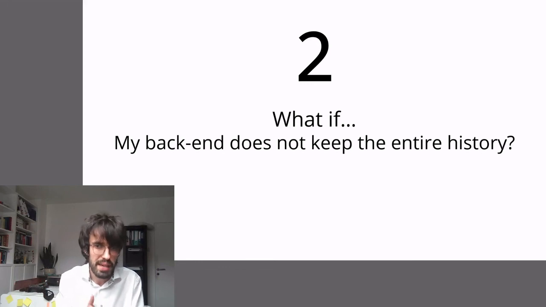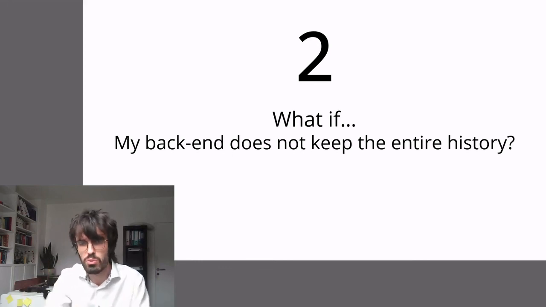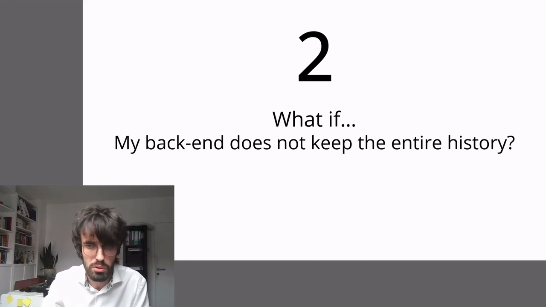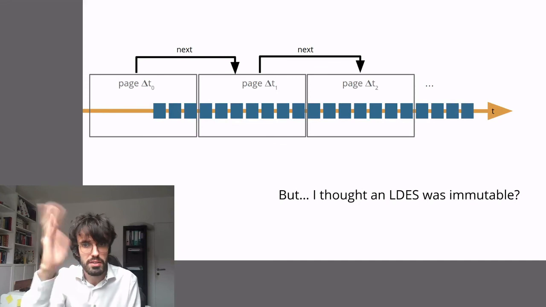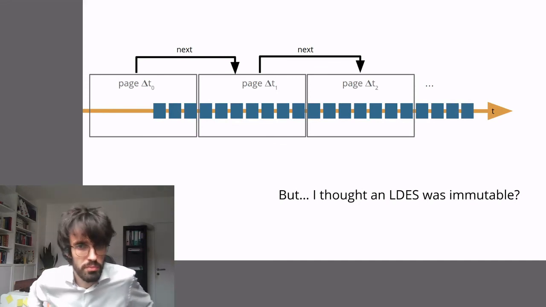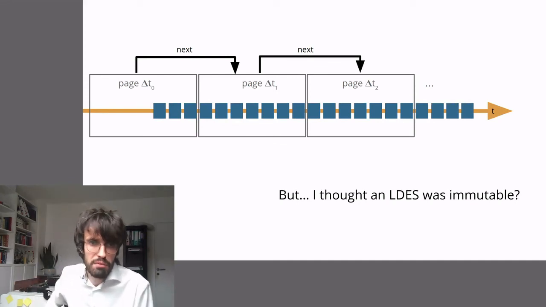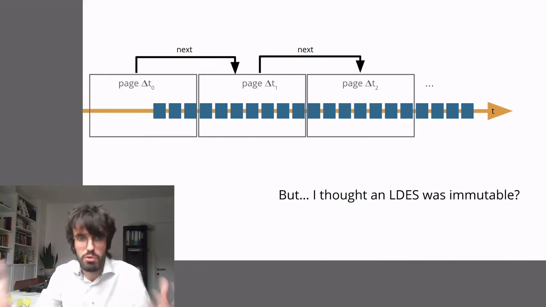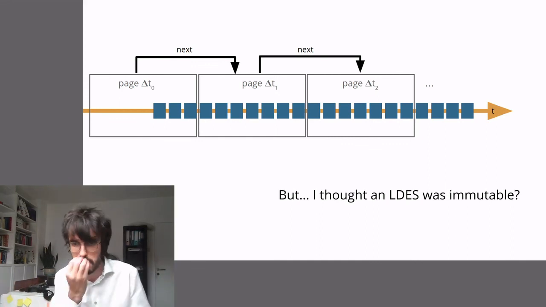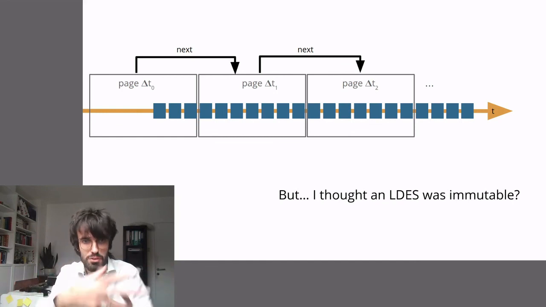Second, what if my backend does not keep the entire history and I still want to put a linked data event stream on top of that? Well, that's possible. We allow that, but you have to be really transparent about it. So if you remove your things from your own disk, that's possible. You can remove data from your own disk without the actual semantics of the event stream object changing. You can still say, well, that object that disappeared over here, it is still part of it, but I don't have it on my own disk.